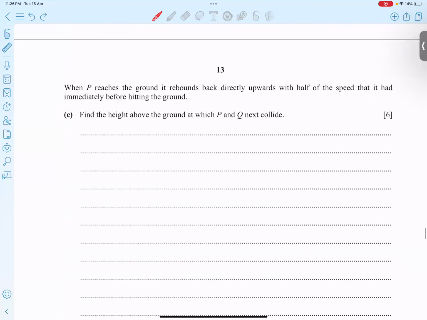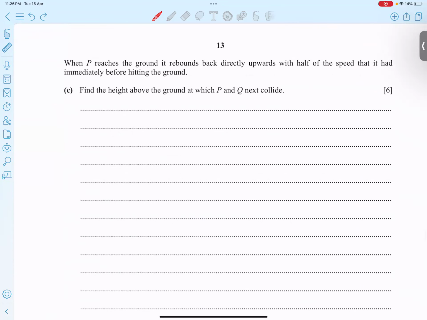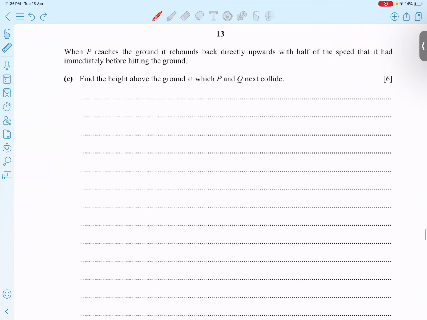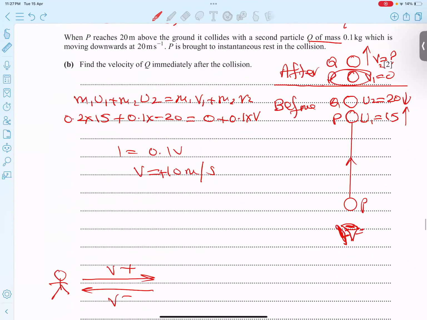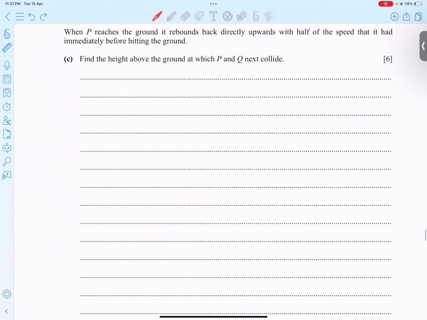Okay, students, the next part is: when P reaches the ground, it rebounds directly upward with half the speed it has immediately before hitting the ground. So before hitting the ground, what is the situation of the P particle? As I said before, P stops here at a height of 20 meters, and from 20 meters it will fall down. So this is the situation for the P particle. It will fall down. We need to find two things here. The distance, the height, is 20 meters for sure.